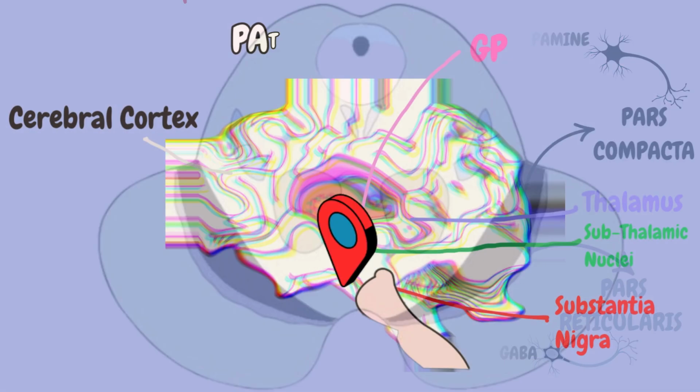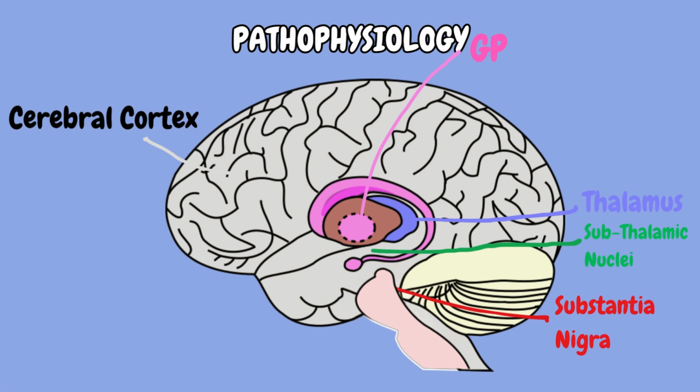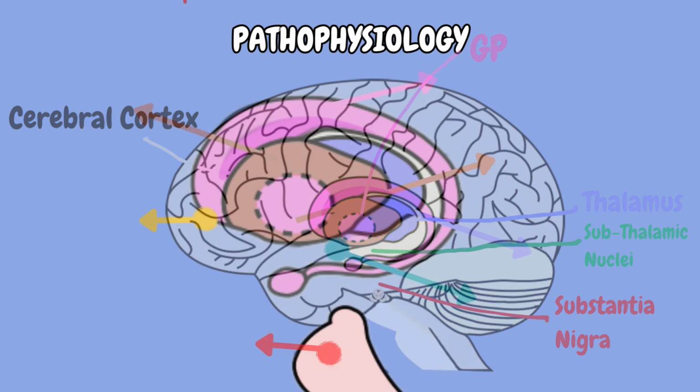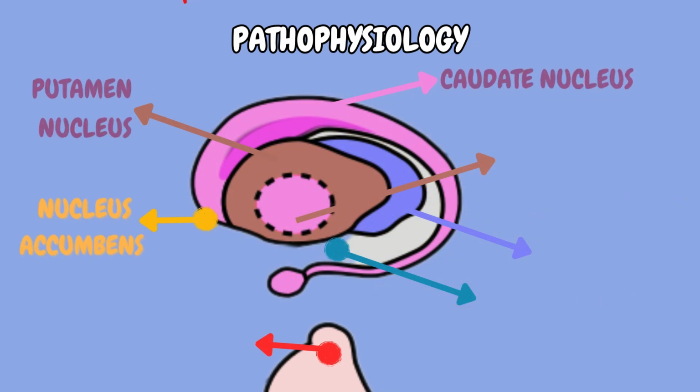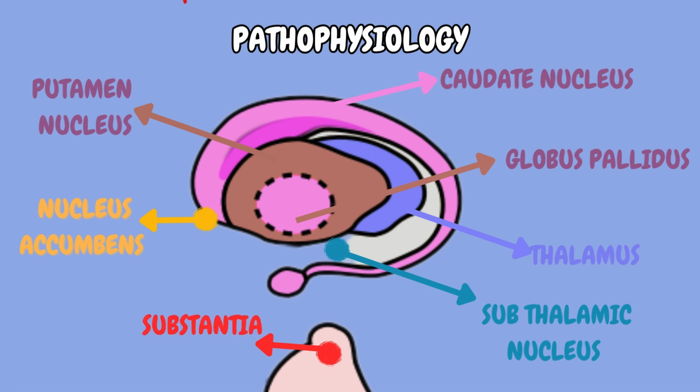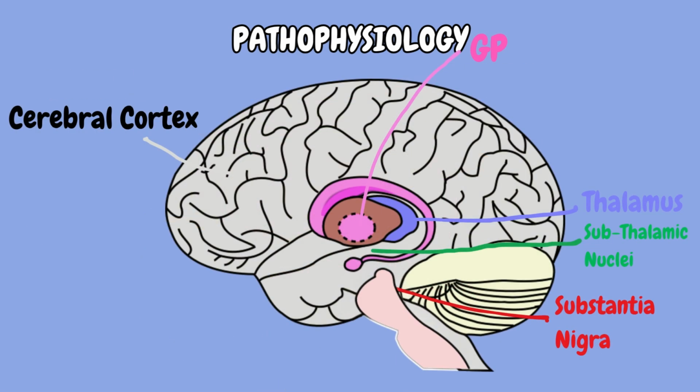GABAergic neurons. Next we have the cerebral cortex and the basal ganglia. The basal ganglia is a group of nuclei that regulate movement. It is made up of the striatum, globus pallidus, subthalamic nuclei, thalamus and even the substantia nigra. The striatum contains the caudate nucleus, putamen and nucleus accumbens. The globus pallidus contains an external segment or GPE and an internal segment, GPI. Then we have the thalamus and the subthalamic nuclei.